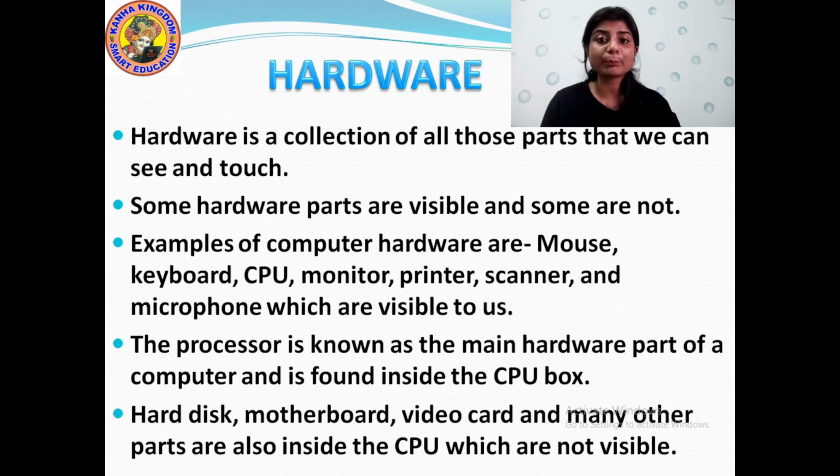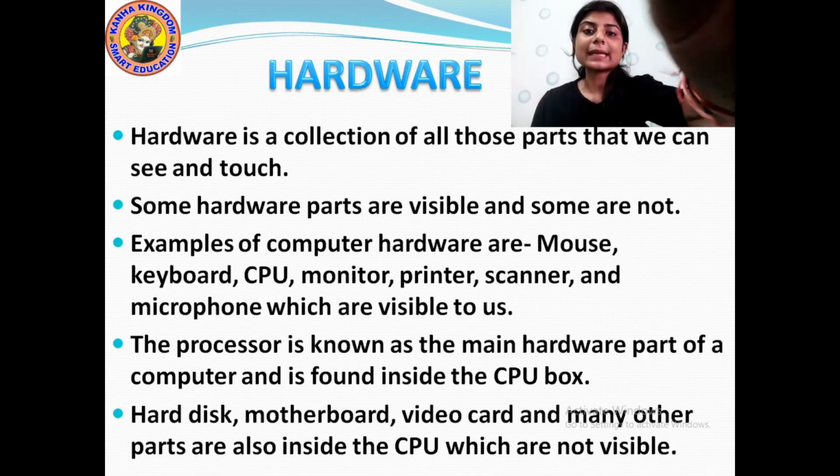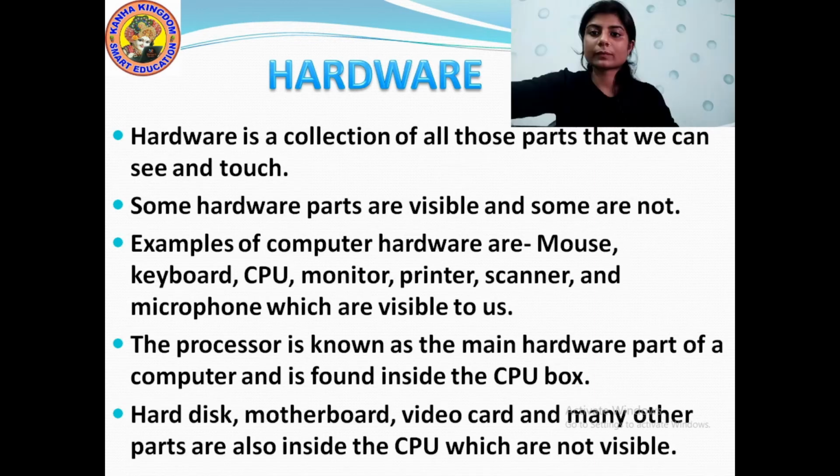Without processor, a computer will not work. Okay, so a processor is the main part of the computer and it is a hardware. We cannot see them, but we can touch. If you open the CPU, you can see them and you can also touch them. Okay, now what are the processors? Like hard disks, motherboard, video card and many other parts are also inside the CPU which are not visible.